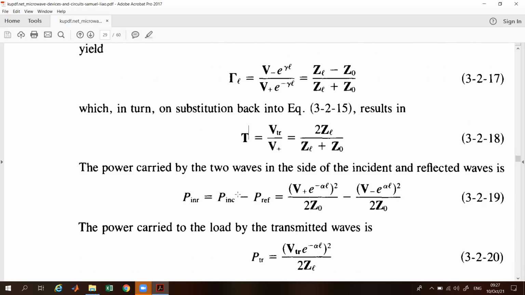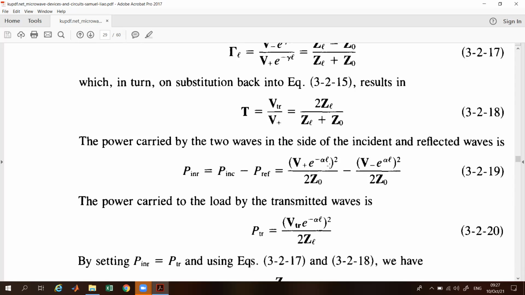P transmitted is equal to P incident minus P reflected. So if you put this relation, the incident power is your positive power with respect to V plus, and the reflected power will be V minus, which is your reflected component. So it will be V plus e raised to the power minus alpha L whole squared divided by 2 Z0, minus V minus e raised to the power alpha L whole squared divided by 2 Z0.